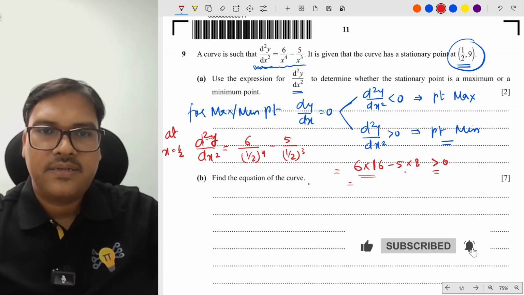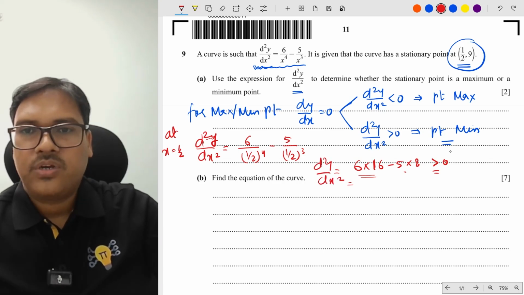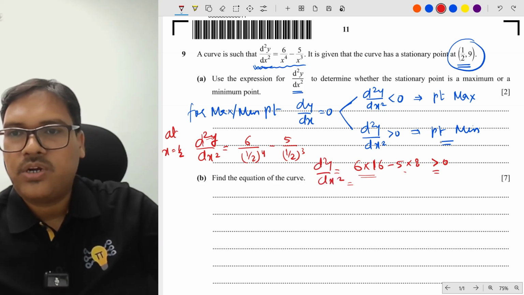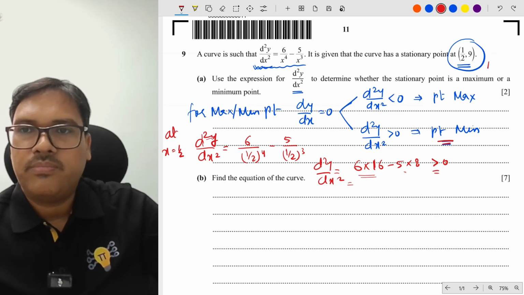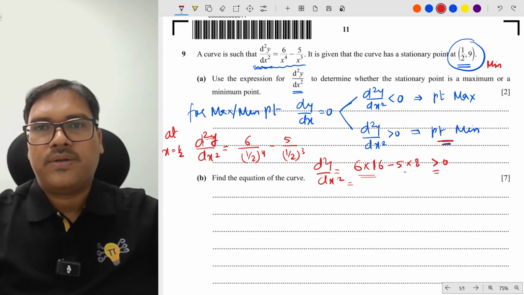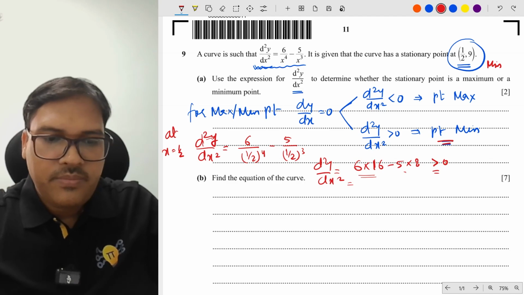We are interested only in sign. So the double derivative, that is the second derivative, is positive. So if the second derivative is positive, that means this is the point of minimum. So what is the answer for this? This is the point of minimum. This is the minimum point. Okay, so that is the first answer. That is, this is a minimum.